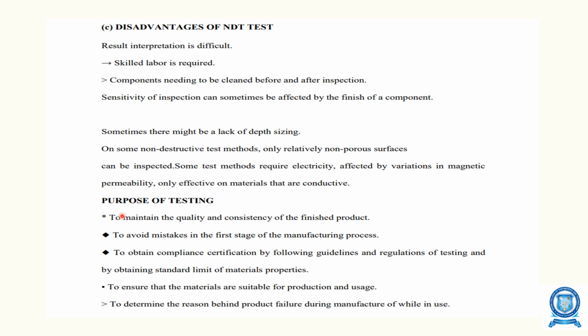Okay, and the next one is the purpose of testing. Why do we have to conduct testing? Here, to maintain the quality, we have to do the testing. After doing the testing, we are able to predict whether the material has high or low quality. From this we can identify the quality of the material, and also avoid mistakes in the first stage of the manufacturing process. And third, if you want to get the compliance certificate, then you have to do the testing. And the next one, for production purposes, we'll be using many kinds of materials. We'll be testing those materials and then using them.